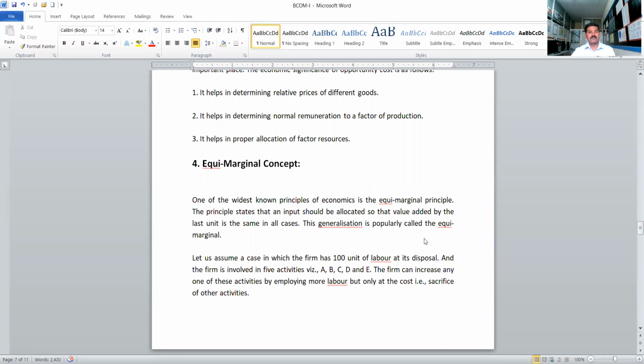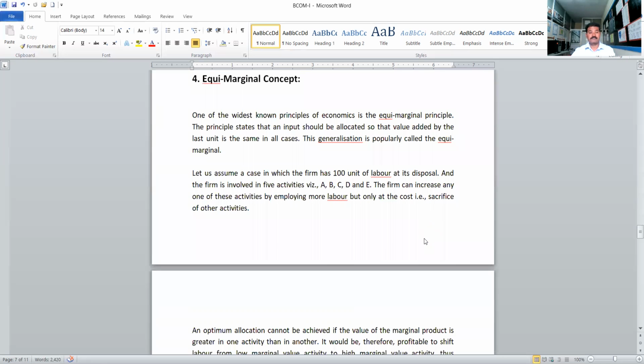And the next one, the equi-marginal concept. One of the most widely known principles of economics is the equi-marginal principle. The principle states that an input should be allocated so that the value added by the last unit of it is the same in all cases. This generalization is popularly called the equi-marginal principle.